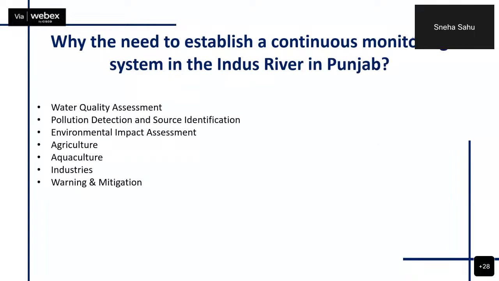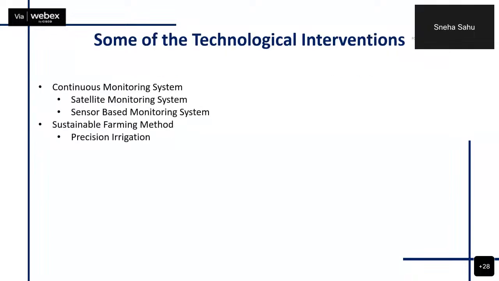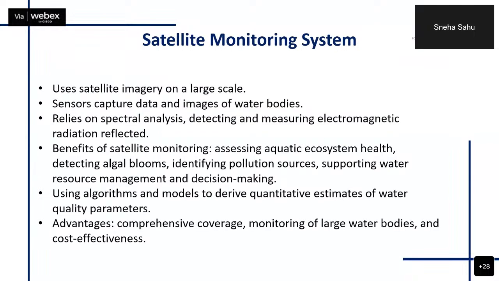Then why the need for a continuous monitoring system? Because water quality assessment is required in order to get real-time data on various parameters, then pollution detection and source identification, environmental impact assessment, agriculture, aquaculture industry, and warning and mitigation. Some technological interventions can be used in order to fill the technological gaps. One is the satellite monitoring system.